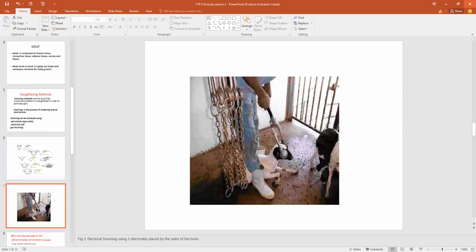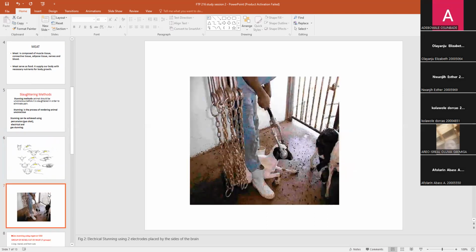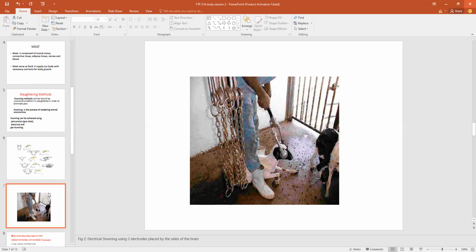Then the second method I talk about is this. This is the electrical stunning method. This stunning method is the application of an electrode. You see two electrodes, left and right. This is a tong with 2 electrodes. You place it by the side of the brain. When it is placed by the side of the brain, you apply the electricity at the side of the brain of the animal. At the end of the day, the animal will be unconscious.